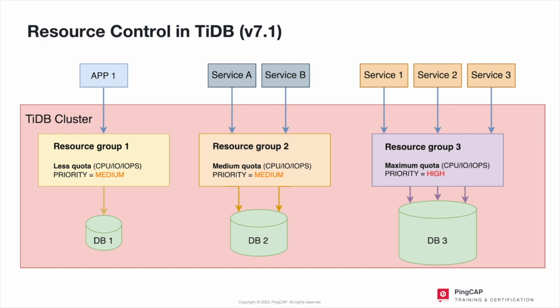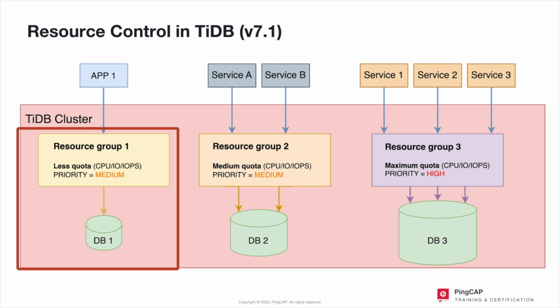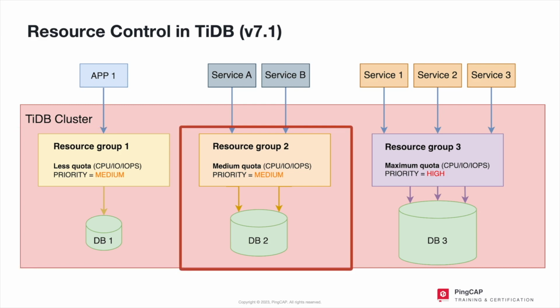For example, in the figure, the tenant DB1 database has just gone online and is in the test phase, so it doesn't require many resources. Therefore, we can bind DB1's users to resource group 1, which has low resource quota. Database 2 is online and under moderate load. The TiDB administrators bind database 2's user to resource group 2. Notice that resource group 2 is assigned medium quota.